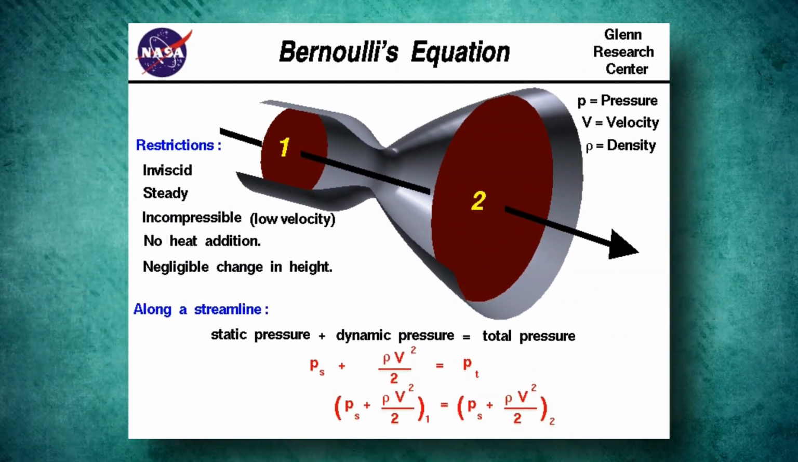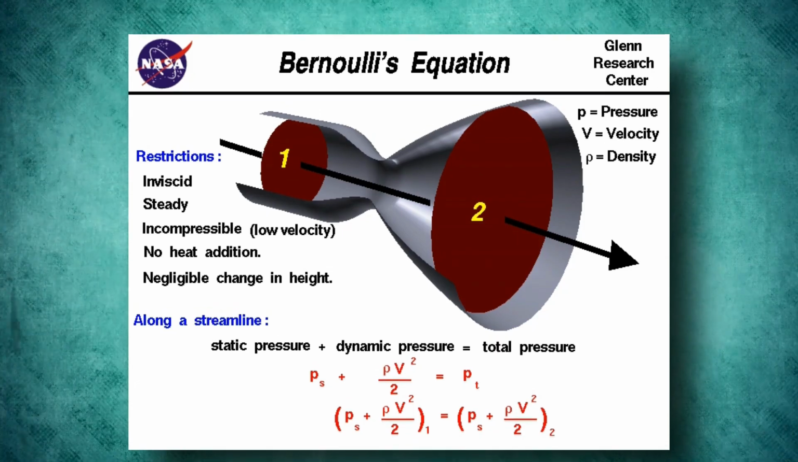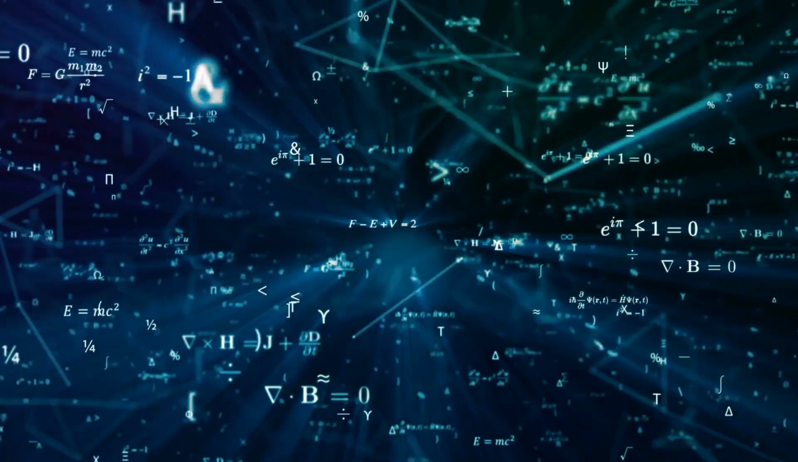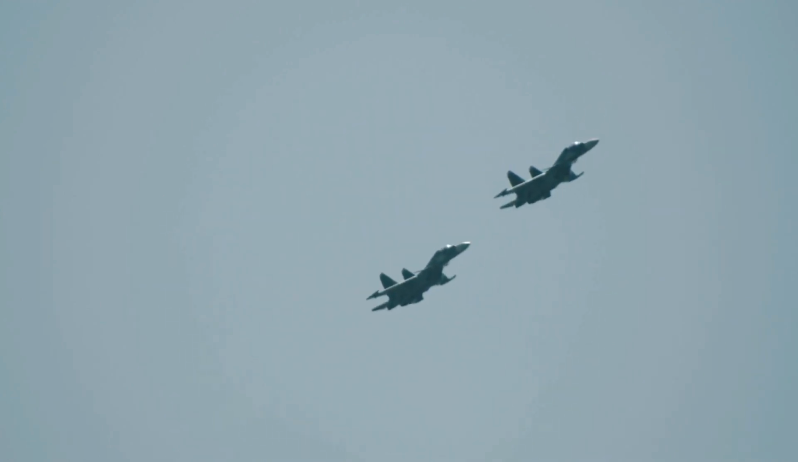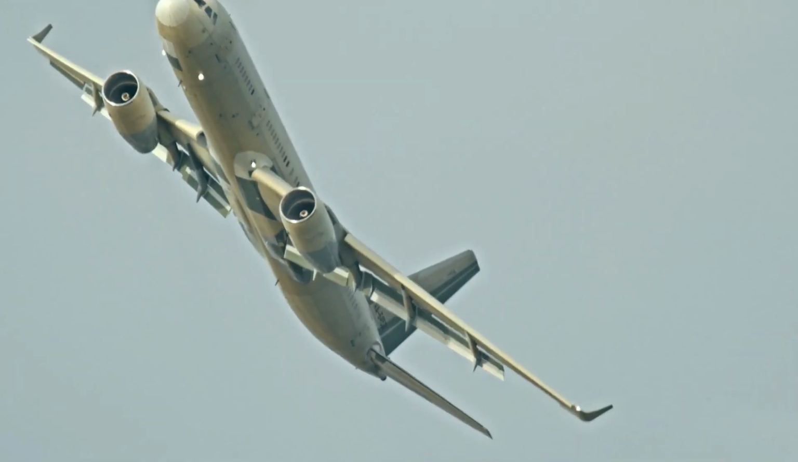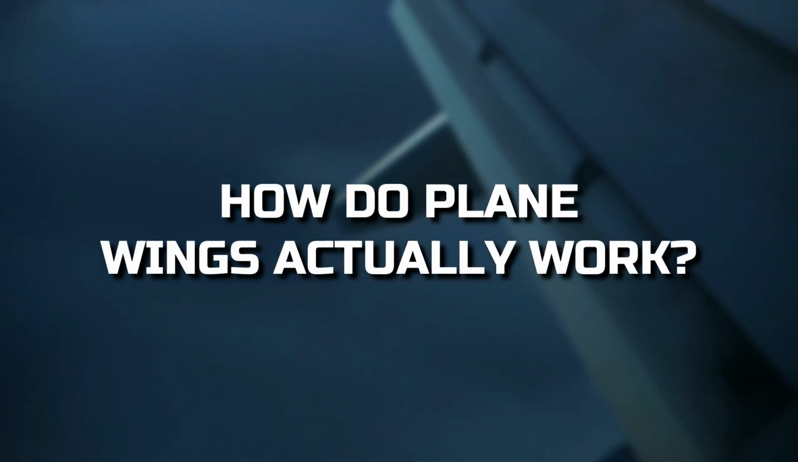The most common way to explain how plane wings work is to use Bernoulli's equation, which focuses on fluid pressure and speed. However, it is a wrong assumption. Mathematically, the lifting force generated by the difference of pressure above and below the wing is significantly less than the opposite force from the plane's weight. So, how do plane wings actually work?